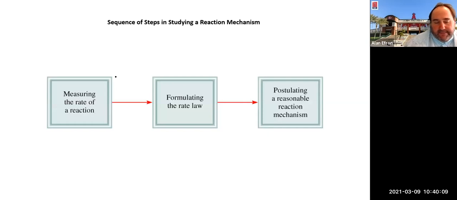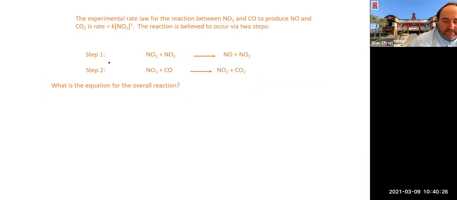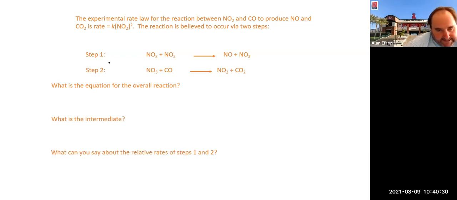Again, here are some of the steps to follow: measuring the rate of a reaction, formulating a rate law, and then postulating what happens. So why don't we take a look at one and discuss what's going on here. Take a second and see what you come up with for these answers.